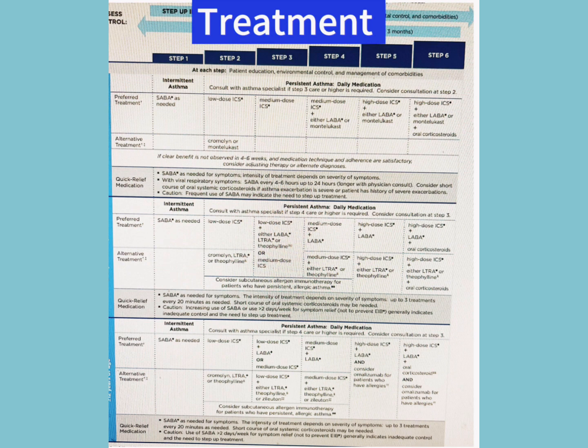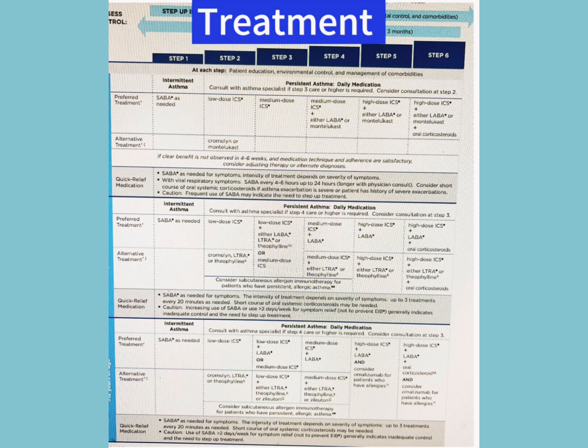Low dose ICS plus LABA, or medium dose ICS, or low dose ICS plus either leukotriene agents or theophylline. Leukotriene agents are usually Singulair or montelukast. Singulair is on a black box warning recently, but it's a preferred treatment for people who do not like inhalers.